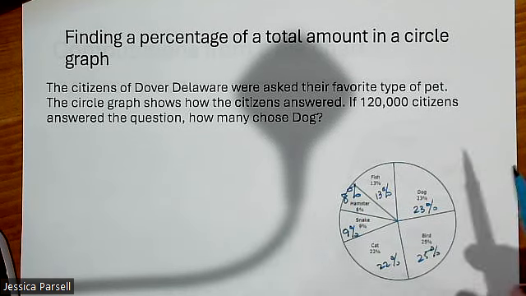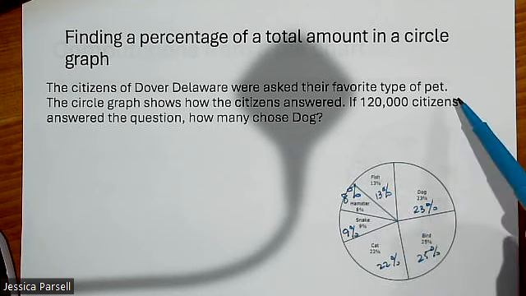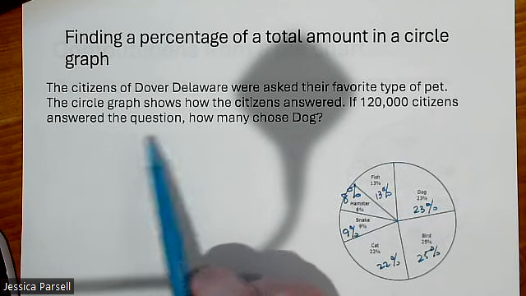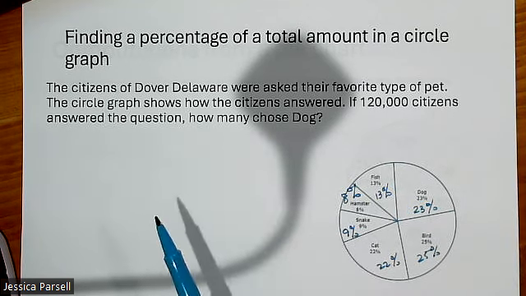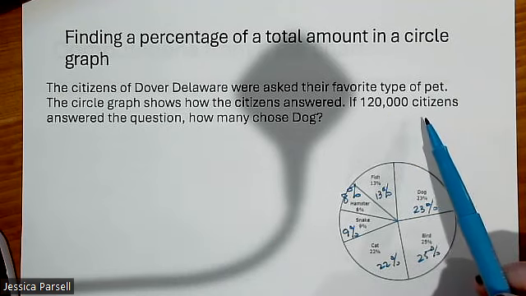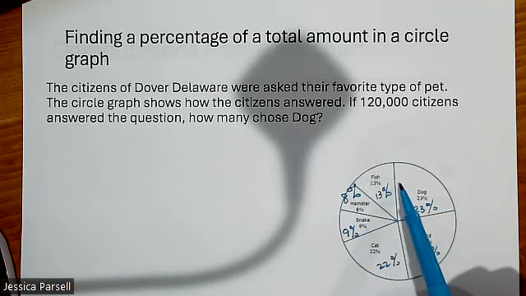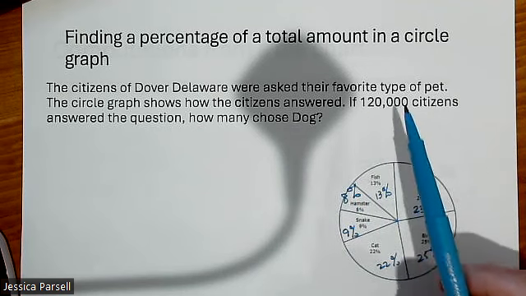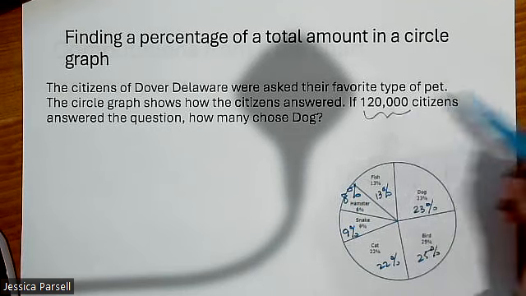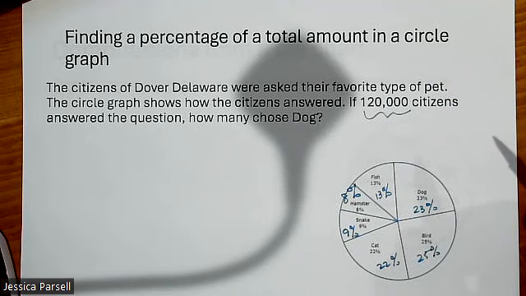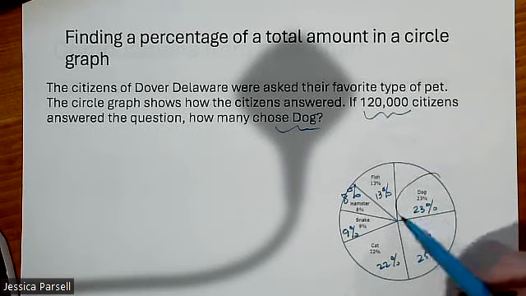Okay, the citizens of Dover, Delaware were asked their favorite type of pet. The circle graph shows how the citizens answered. If 120,000 citizens answer the question, how many chose dog as their favorite type of pet if there's 120,000 citizens in the city of Dover? And what would 23% be?